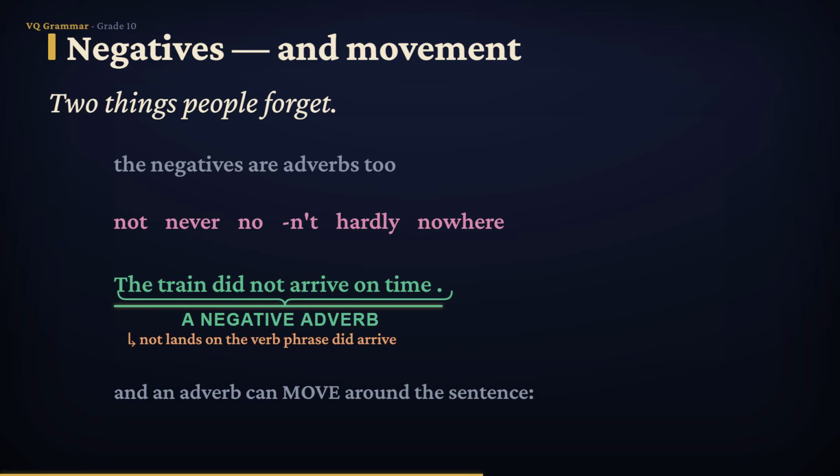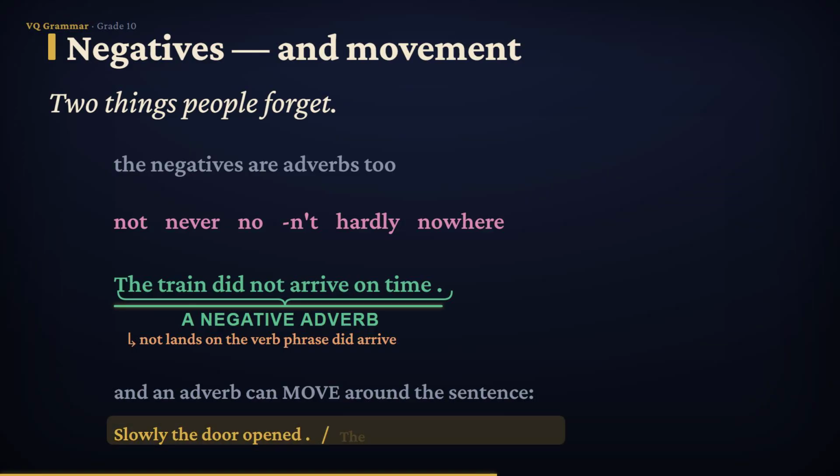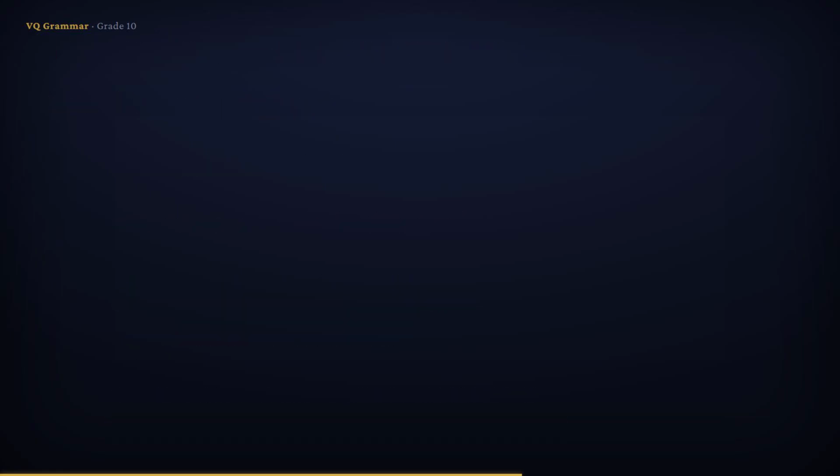Second thing, adverbs move. An adjective usually clings to its noun, but an adverb that modifies a verb can slide around the sentence. Slowly the door opened. The door opened slowly. The door slowly opened. All three are perfectly good English, and slowly is the adverb in every one. That freedom is part of what makes adverbs so useful, and part of why you have to hunt for them.